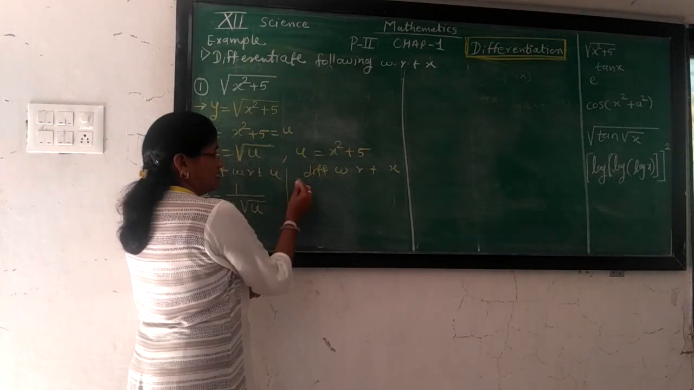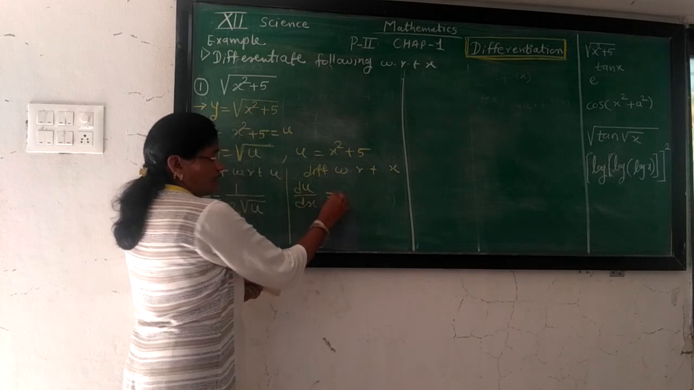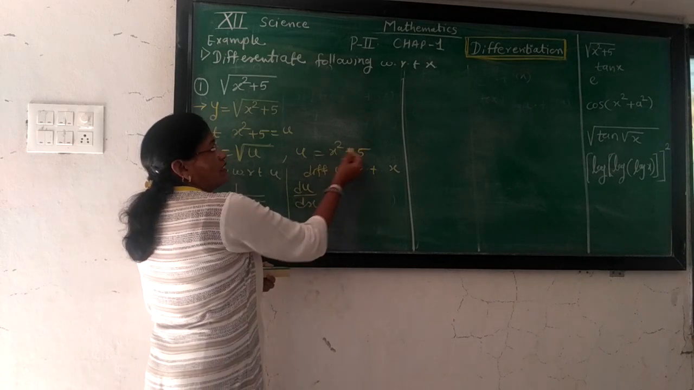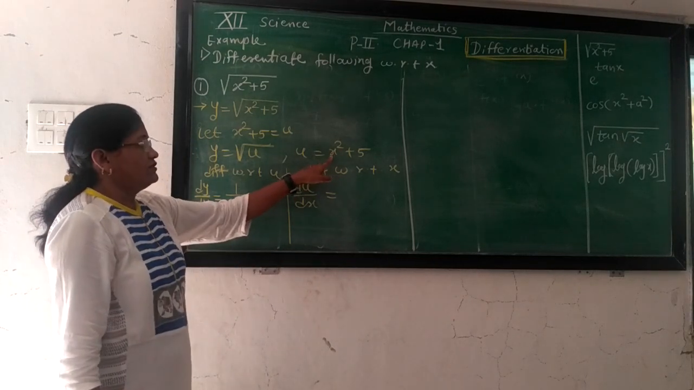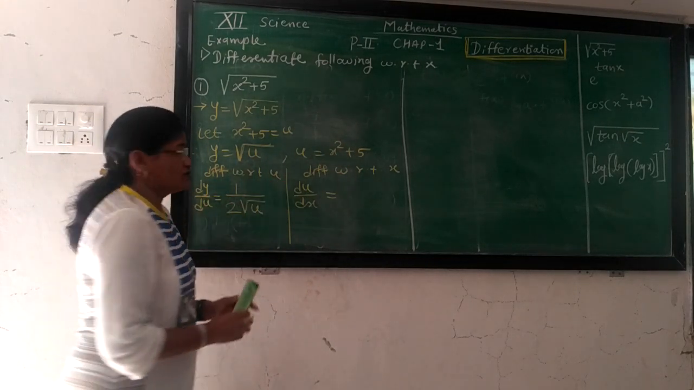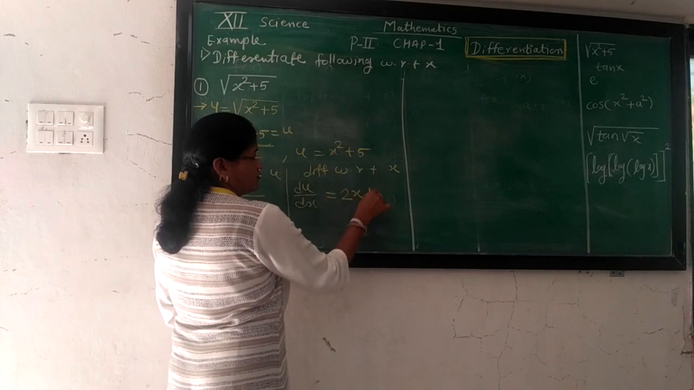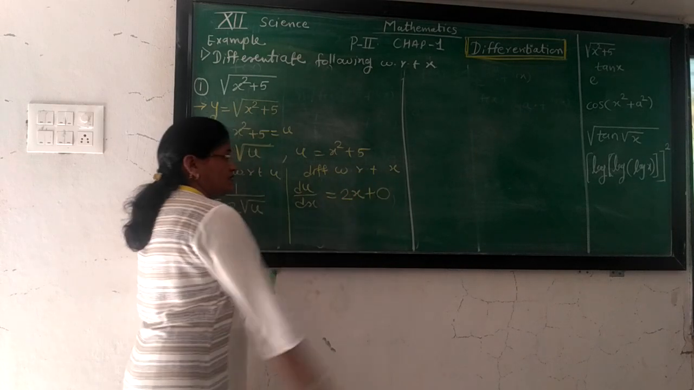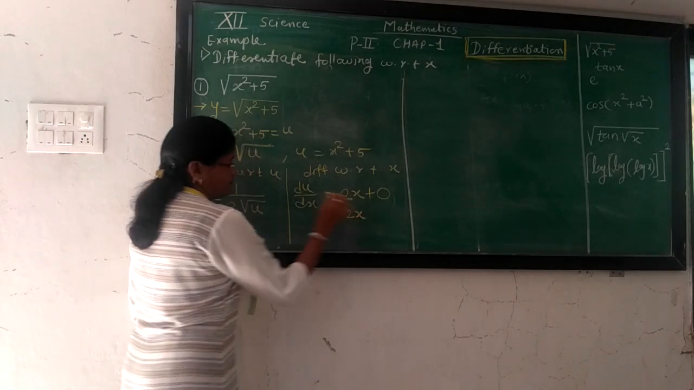Yes, u is a function of x. So differentiating u with respect to x gives du by dx is equal to, first, directly applying the rule for algebra by using the addition rule: derivative of x square plus derivative of 5. So we take the derivative of x square, 2x, plus the derivative of 5, which is 0. So du by dx is equal to only 2x.